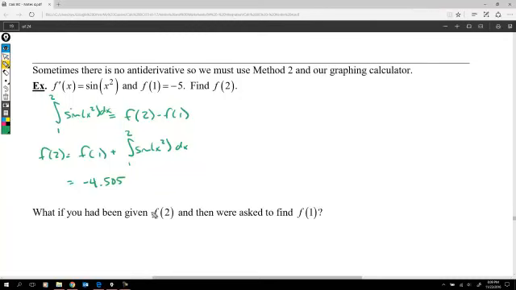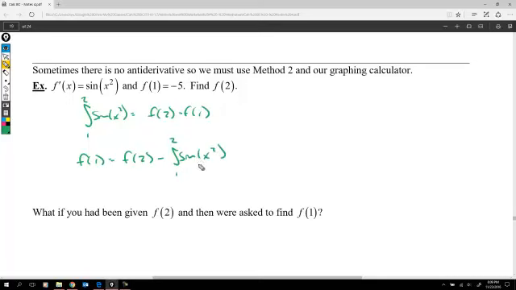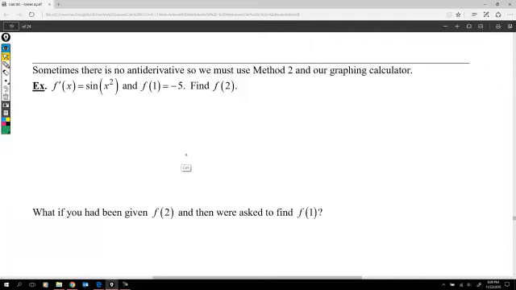Now hypothetically, what if I wanted to find f of 1 instead? From this step, what if I wanted to find f of 1? Well, again, I know that my integral from 1 to 2 of sine of x squared was f of 2 minus f of 1. This time I want to get f of 1 by itself, so I could subtract f of 2 and multiply everything by negative 1, or I could add f of 1 over and subtract this. So I get f of 2 minus the integral from 1 to 2 of sine of x squared. All right, easy enough. Let's keep going.